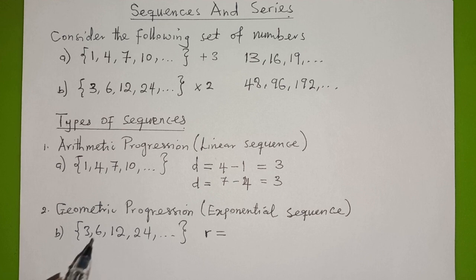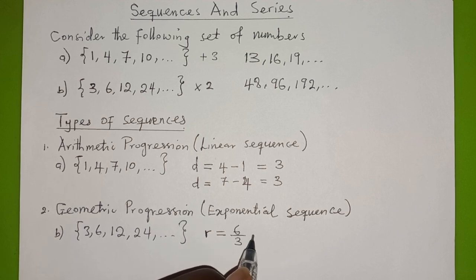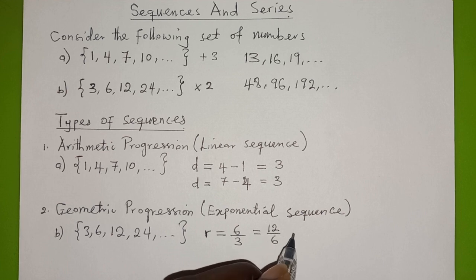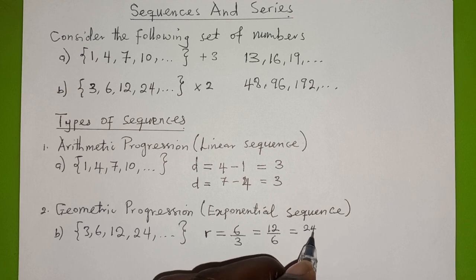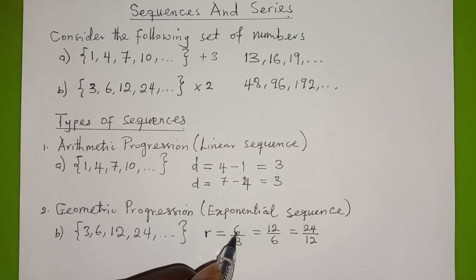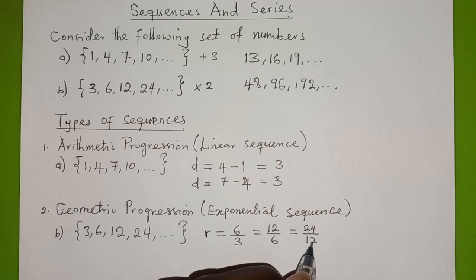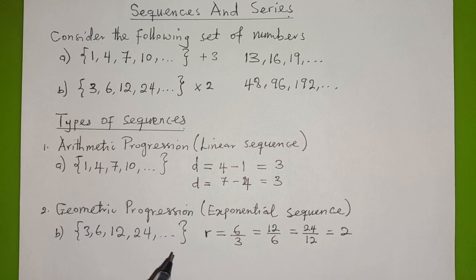And what we do is that the second term divided by the first term, which must also be equal to the third term divided by the second term, and it must also be equal to the fourth term divided by the third term. And you realize that 6 divided by 3 is 2, 12 divided by 6 is also 2, 24 divided by 12 is also 2. So our common ratio is 2.